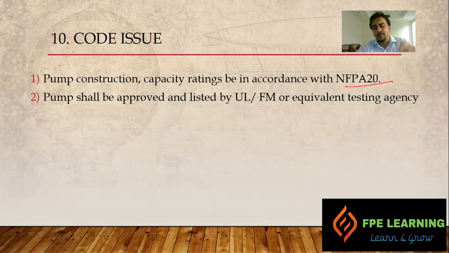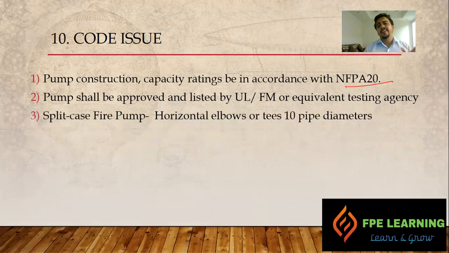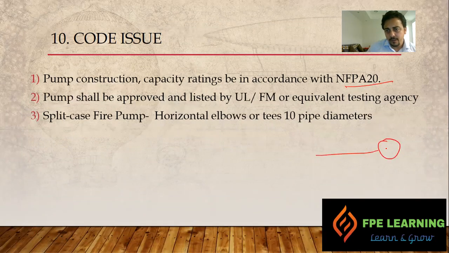The next one, in the case of split case fire pumps, in the suction size you have to follow 10 pipe diameters for the horizontal elbows. So if this is your pump, you cannot use any T or elbow there, because the code prohibits that. If you are using T's and all, there are chances of cavitation, and that cavitation can cause bubble formation, which causes problems in the eye of the impeller.